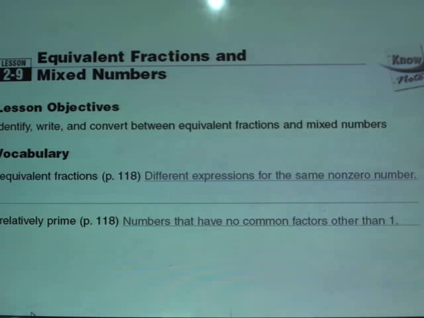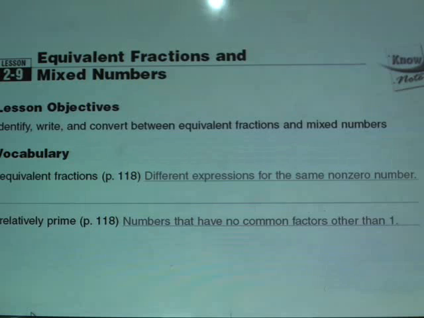Chapter 2, Section 9 is entitled Equivalent Fractions and Mixed Numbers. So let's take a look at what we're doing here. Our objective here is to be able to identify, write, and convert between equivalent fractions and mixed numbers. So we're working just with fractions really here today.